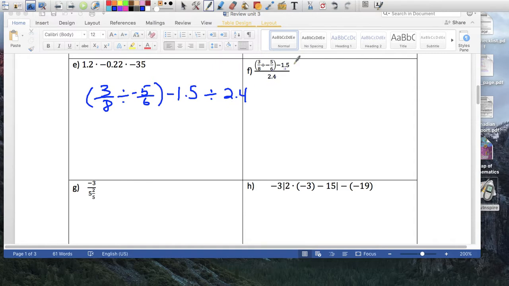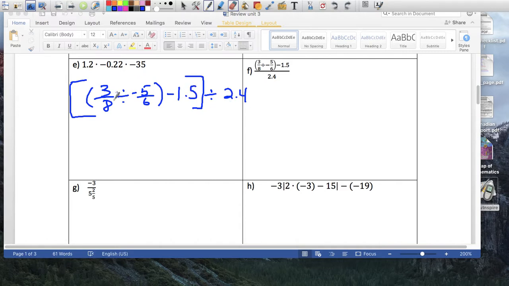But that's not what the problem is saying. The problem is saying take this whole numerator, divide it, subtract it, and then divide it by 2.4. So we have to be really careful when we write it horizontally. One thing we can add here is this, to make sure that we do all this first and divide it by 2.4. So remember, we're taking the whole numerator, changing all that to one single number, and then dividing it by 2.4. Like I said in class, it's okay to write it horizontally, but we gotta protect the numerator so that it doesn't change the order of operations that we're supposed to be doing.